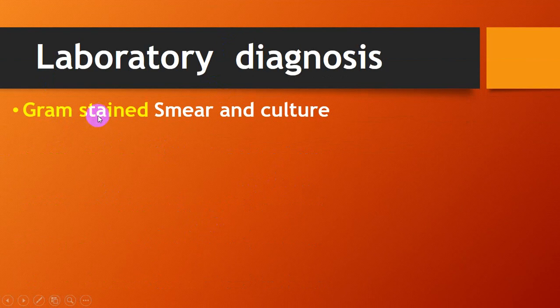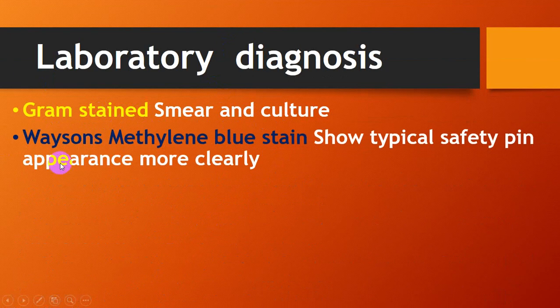First of all, we will do Gram stain, smear and culture. In this test, we will isolate the Gram-negative bacteria from the Gram-positive bacteria. Next, we will do the specific test. Gram staining is a general test.